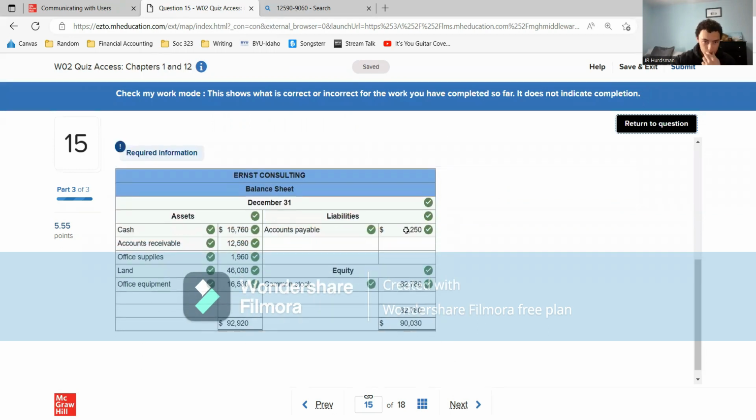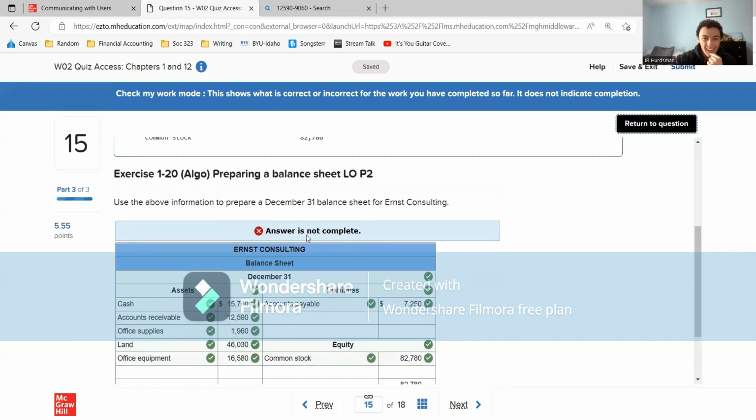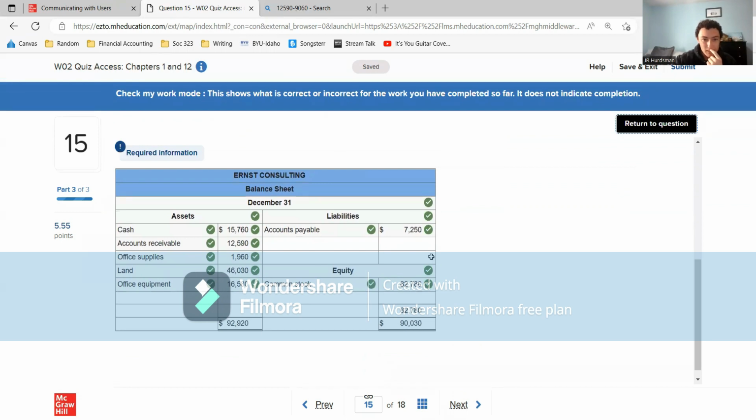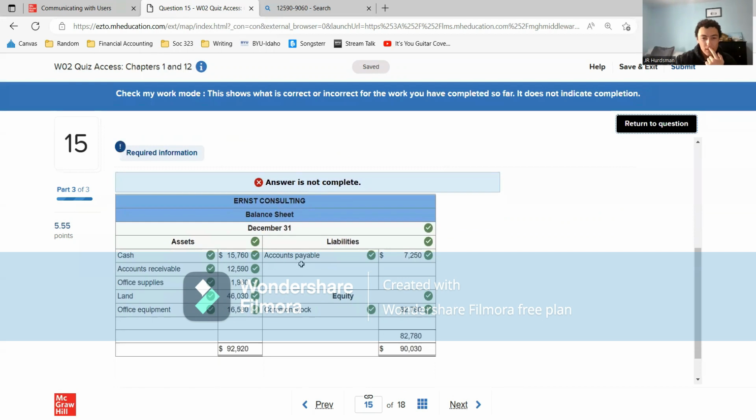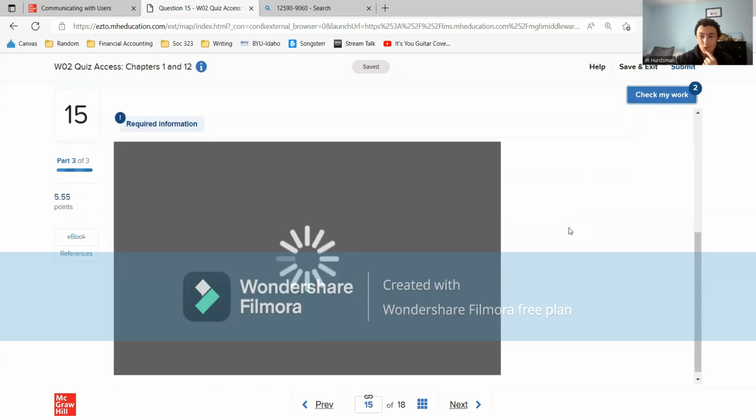Oof. All right, we're missing something. I won't lie, I don't know what we're missing. It says it's not complete. Okay. And when I watched Brother Lewis's video, there's something like usually it's like blank spaces. So I'm just gonna check if there's any blank spaces I was supposed to put anything.